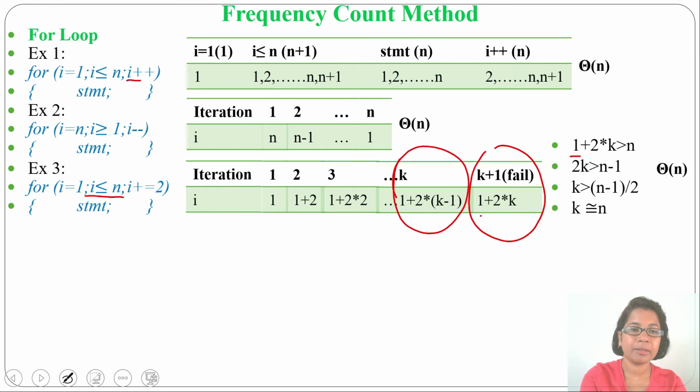Whether it is incrementing by 1, incrementing by 2, incrementing by 3, incrementing by 4, incrementing by any number, running time will be theta of n.